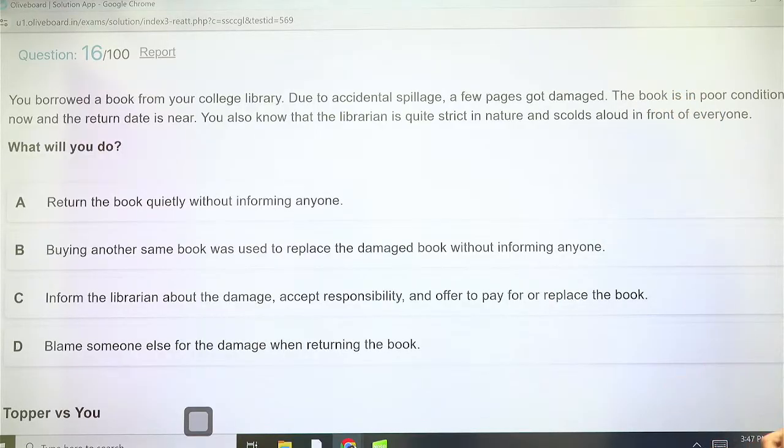You borrowed a book from your college library. Due to accidental spillage, a few pages got damaged. The book is in poor condition now and the return date is near. You also know that the librarian is quite strict in nature and scolds aloud in front of everybody. So what will you do?